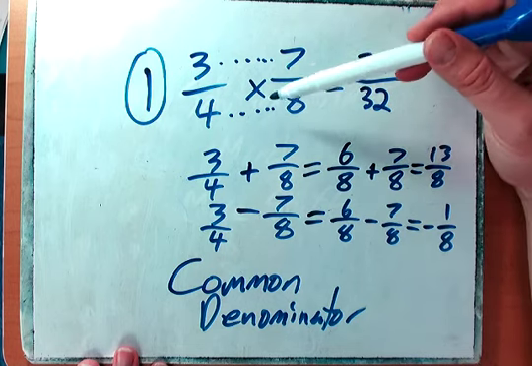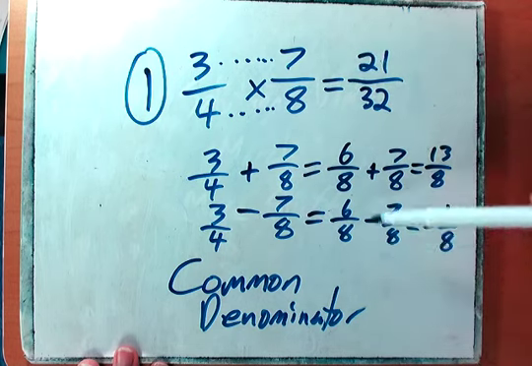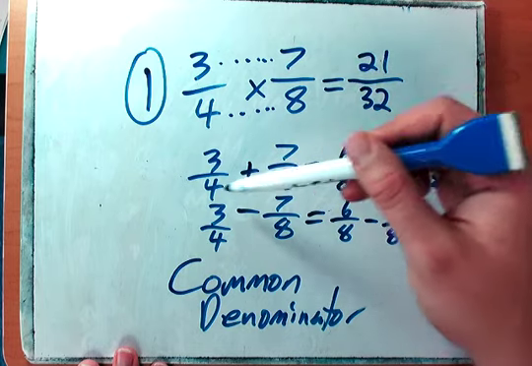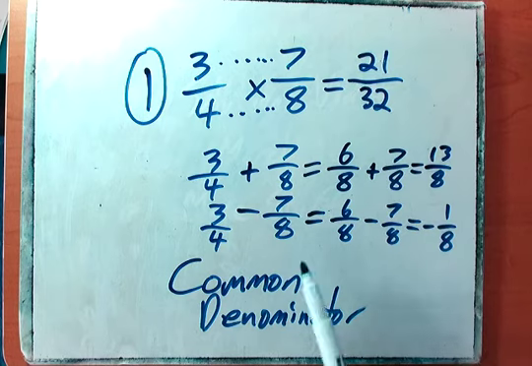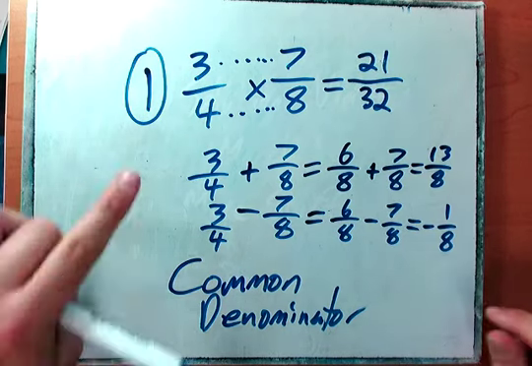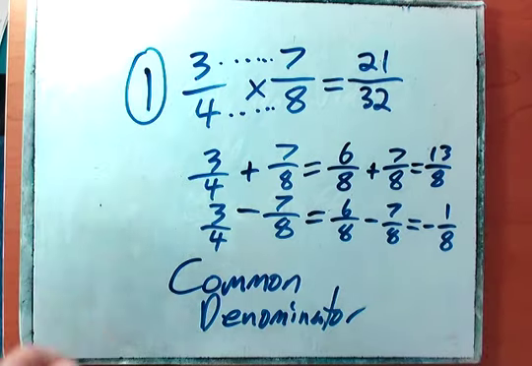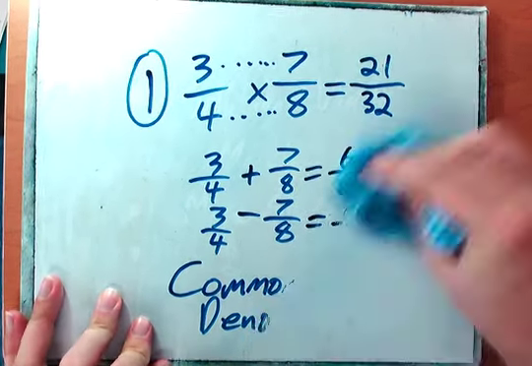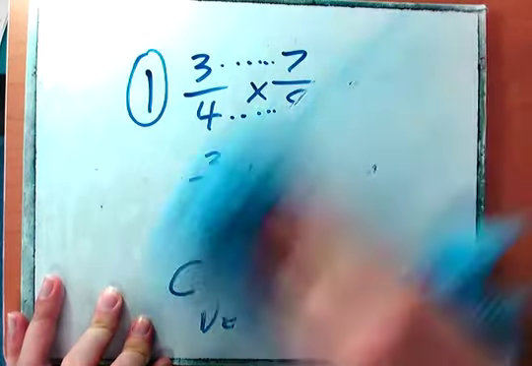Again, keep in mind, multiplication is different than addition and subtraction of fractions. Here, straight across; down here, common denominator for plus and minus. Hope that is helpful. The answer to question 1 in the problem set is 21 over 32. So let's keep going.